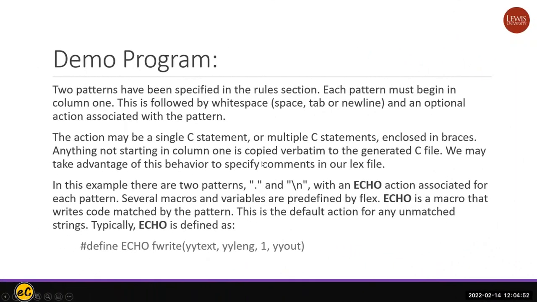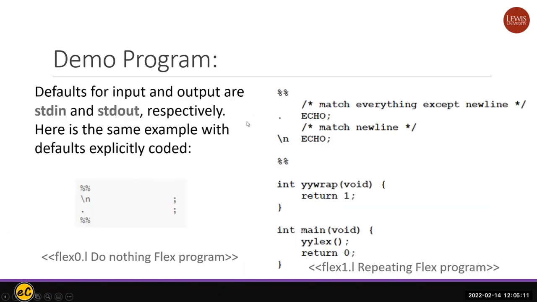Now let's look at how this program works internally. Two patterns have been specified in the rule section. Each one must begin at column 1. You cannot leave some space. You put the regular expression there, so you have one dot, that's a regular expression. You must line up on column 1, and it will do ECHO. ECHO is a macro. We explain the macro code. Here you have a \n, which also does echo.